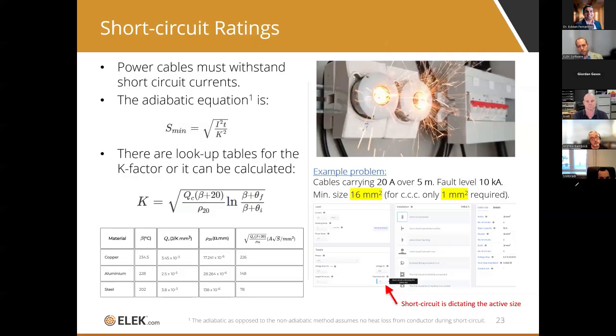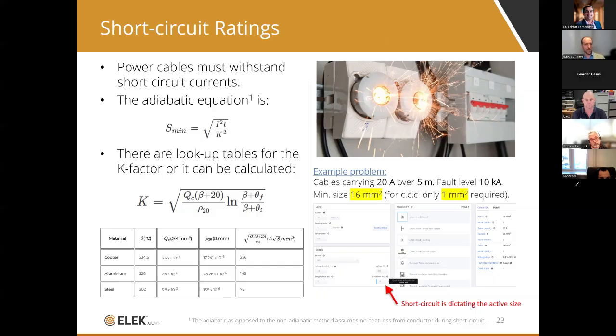Short circuit ratings. Remember I mentioned that's the third important factor for sizing cables. Power cables must withstand the short circuit conditions. It's rarely the case that short circuit conditions dictate the cable size, but in the example problem shown on the slide, there's an example where that is happening, and I'll explain in a second.